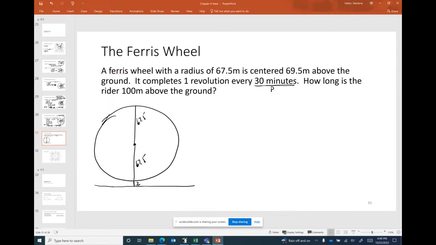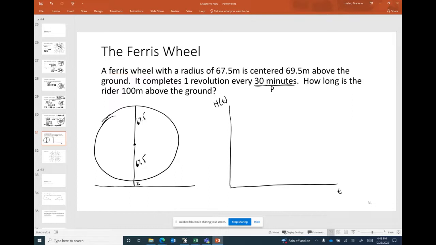All right, how long is this rider 100 meters above the ground? All right, well, we want to determine how long it's 100 meters over the ground, we're going to need to find the height function, right? We're going to need to find the height function. So the graph of that, if we graph height as a function of time on the vertical axis and time on the horizontal axis, right?